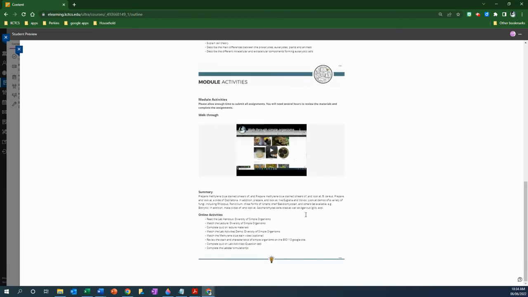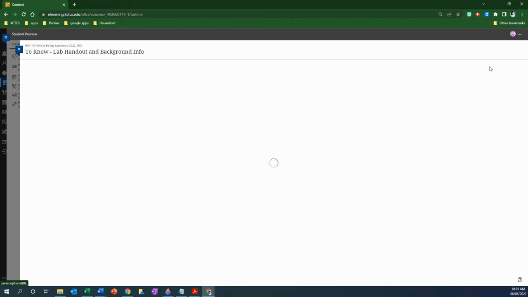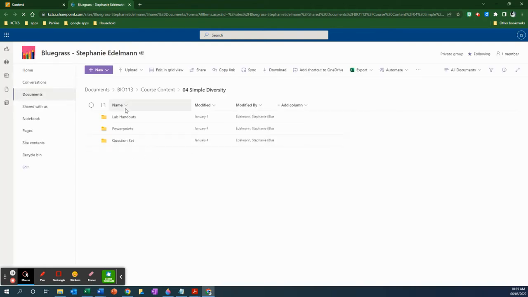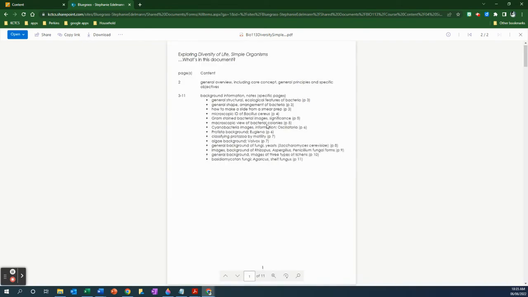As usual, you've got the same assignments as normal. The lab handout, there's a lecture, there's a quiz, there's a bunch of demo things, and let's go look at those. So, the lab handout is usually right in here. If you click on it, it'll get you to the lab handouts, to the PowerPoints, and the question sets. I'm going to open the lab handout real quick just so we can take a look at it.